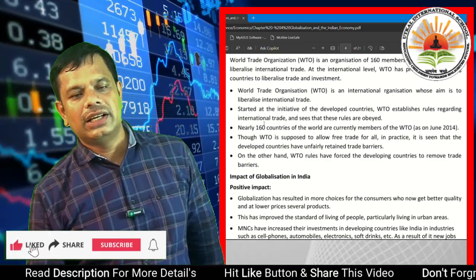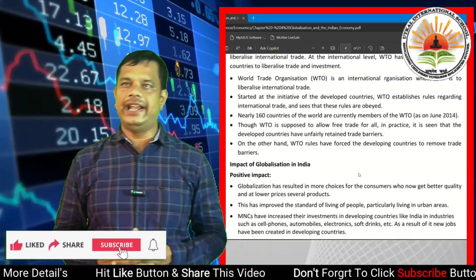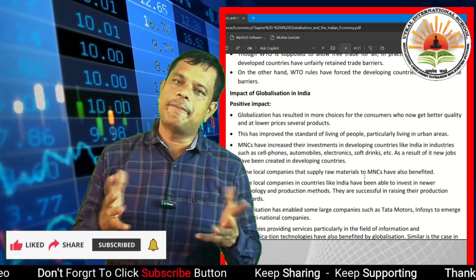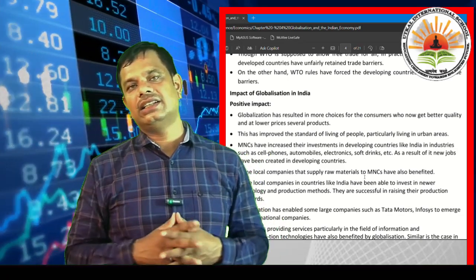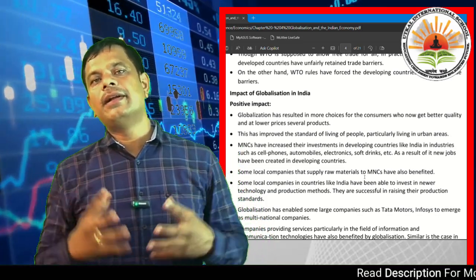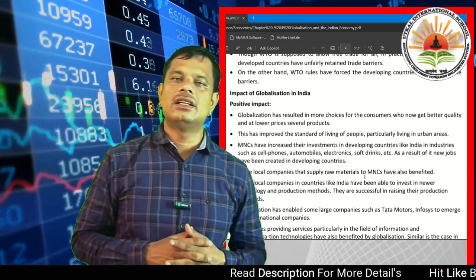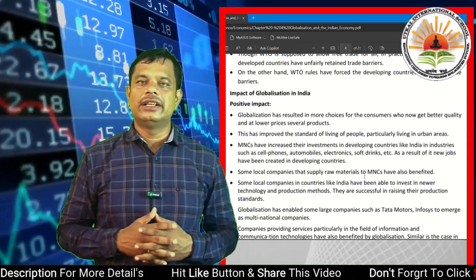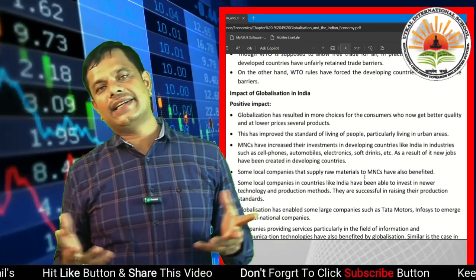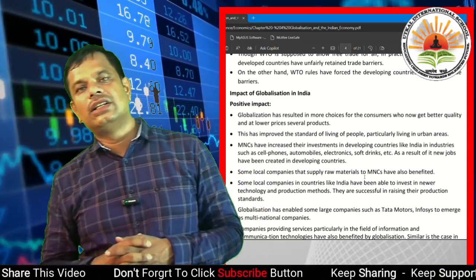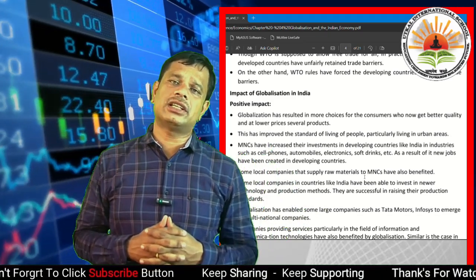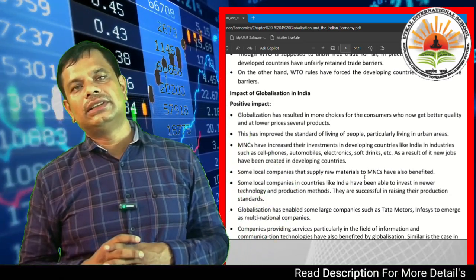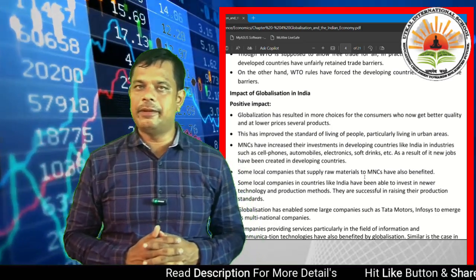Then, dear students, a question arises in your mind: what did we get from globalization? What is the impact of globalization in India? It is a very vital point. Every person thinks about what the impact of globalization is. Everything has two sides, as a coin has two sides. So globalization also has two sides: one is a positive impact and the other is a negative impact.